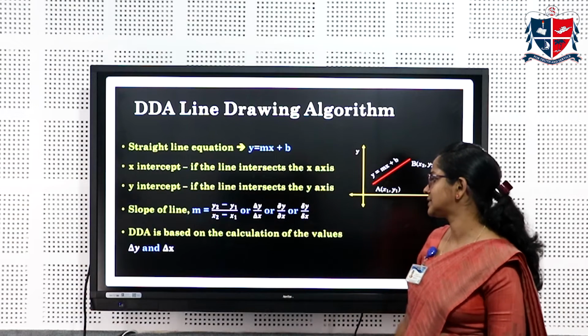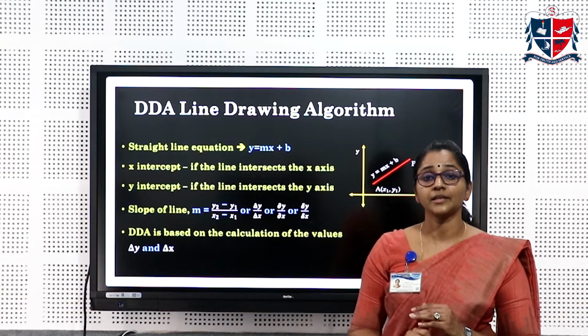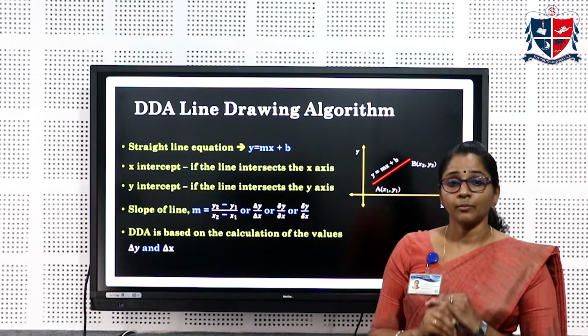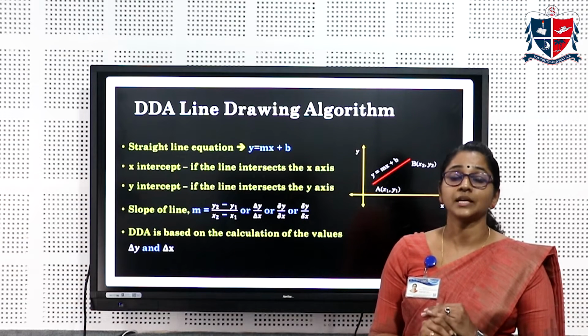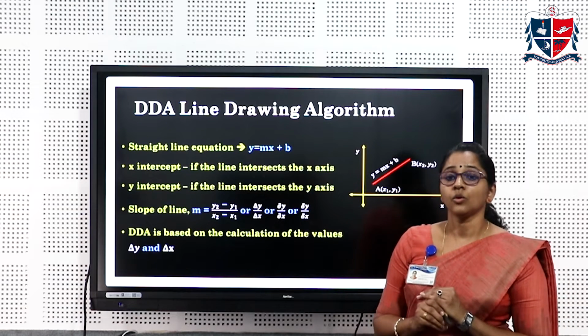And DDA is based on the calculation of the values delta y and delta x. That is, DDA is basically based on the calculation of delta y and delta x, the differences between the x coordinates and the y coordinates.